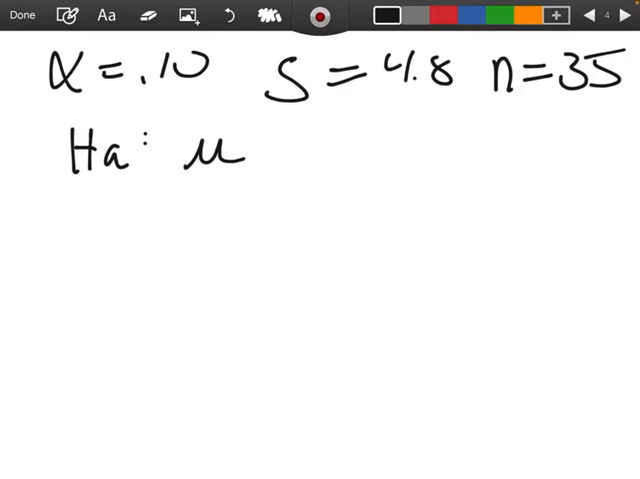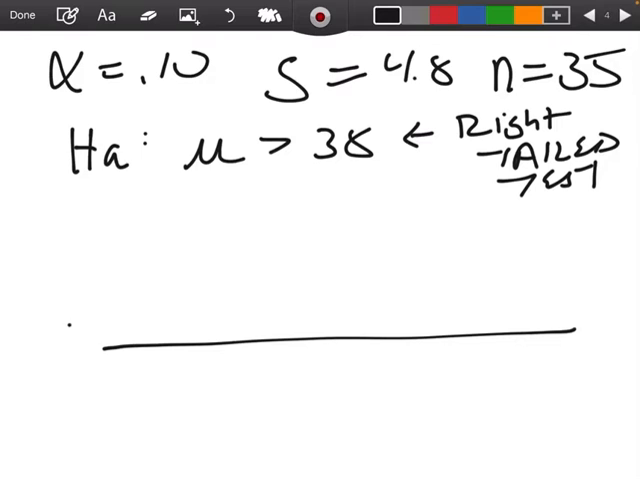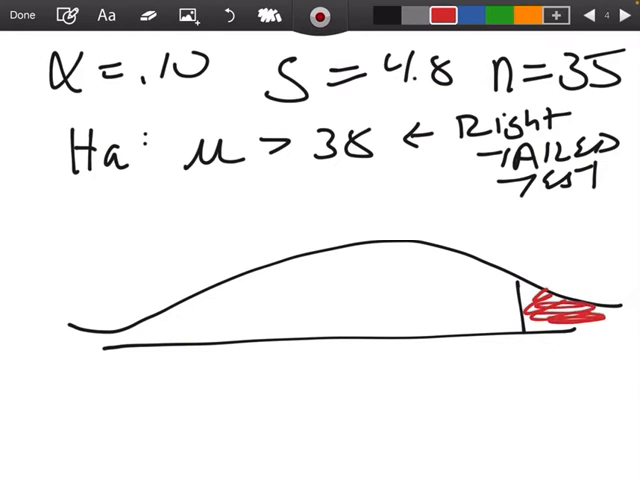Okay, we'll do the same thing. Let's say that our Ha is saying that mu is greater than, still using the same numbers, 38. Remember what this is telling me: now I have a right-tailed test, okay? So I'm going to come back over here and draw my curve. Here's my alpha. We're a right-tailed test. This value here is 0.10.